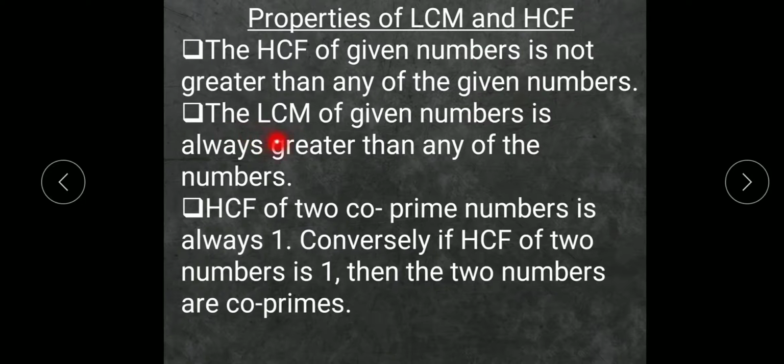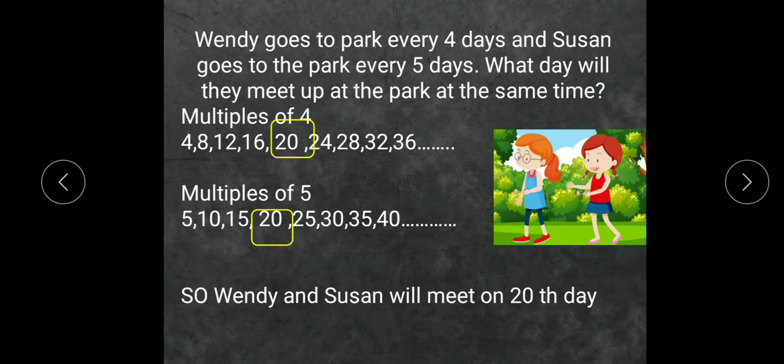Now next one, LCM of given numbers is always greater than any of the numbers given. Now see, here 4 and 5 are those numbers. So their LCM should be greater than the numbers given, that is, 4 and 5 are the smaller numbers and the LCM will always be the greater number.